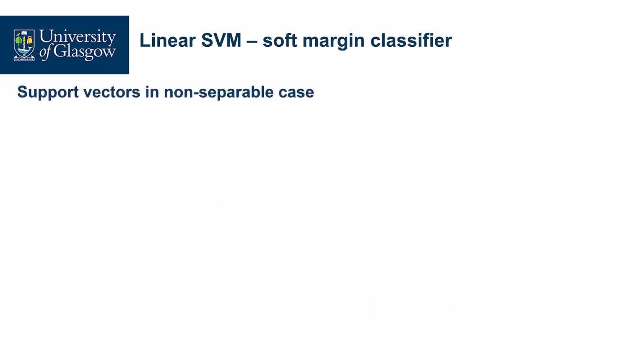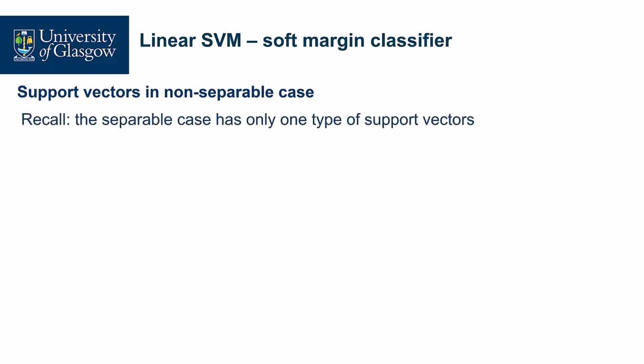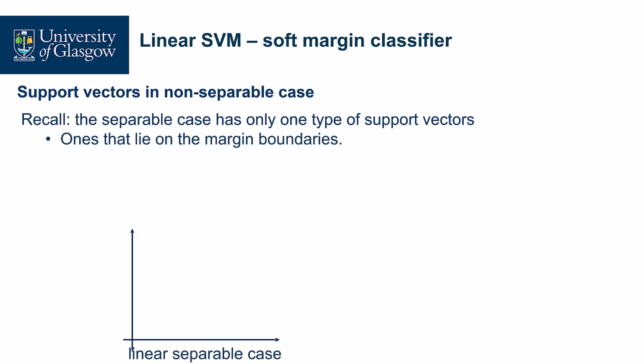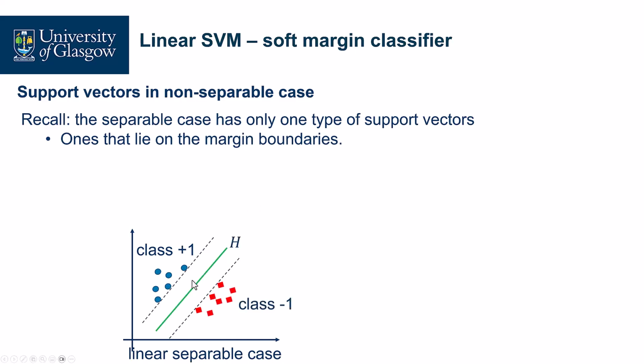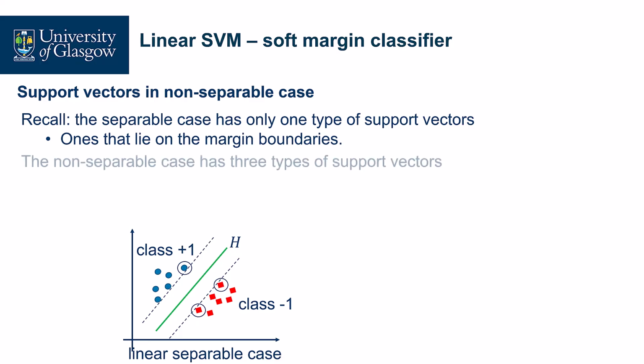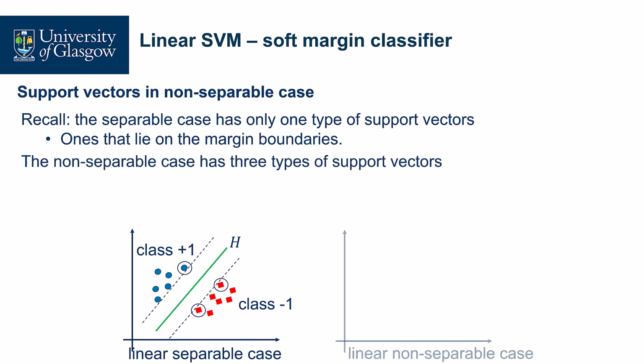First, we need to understand that the support vectors in this non-separable case are different from the separable case. If we consider the linearly separable case, we can recall that there's only one type of support vector, and they are those that lie on the margin boundaries. If we see this figure, we have class positive 1, class negative 1, a hyperplane, and two margins. So where are the support vectors? These are those that lie on the margin boundaries, right? But in soft margin, this is different. We have three types of support vectors.